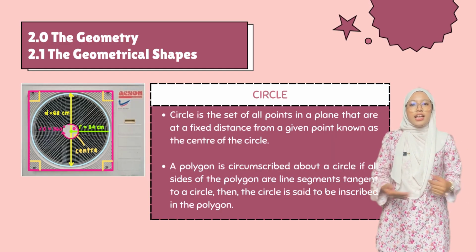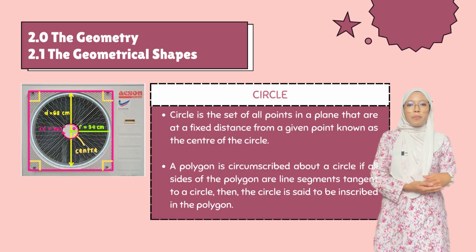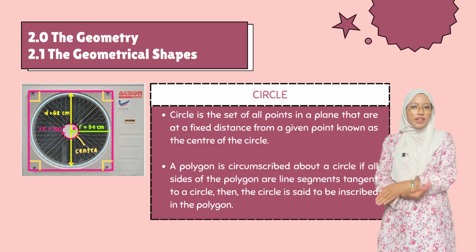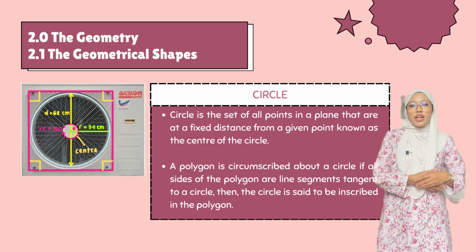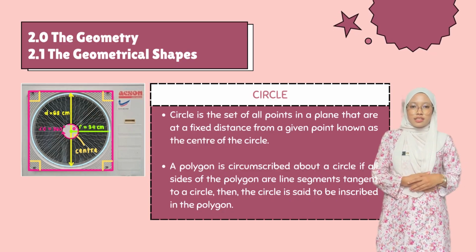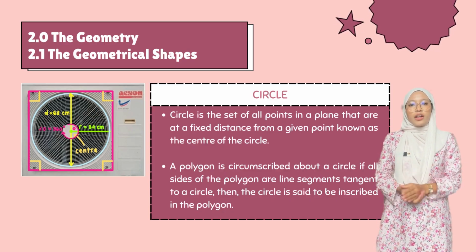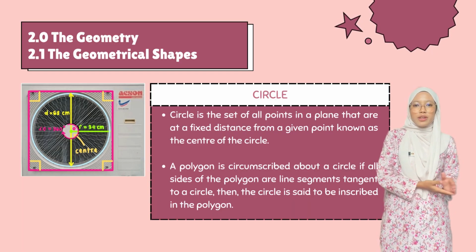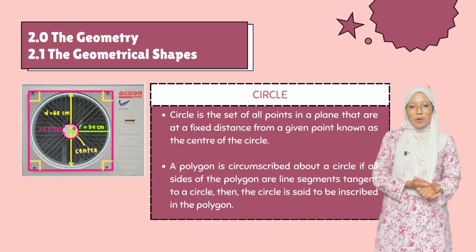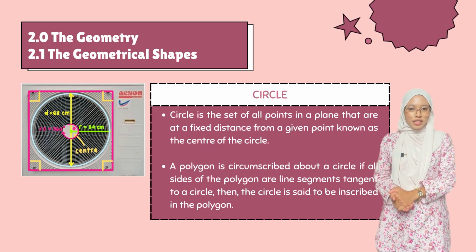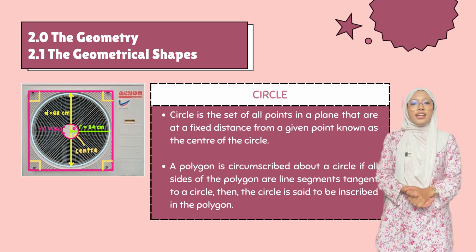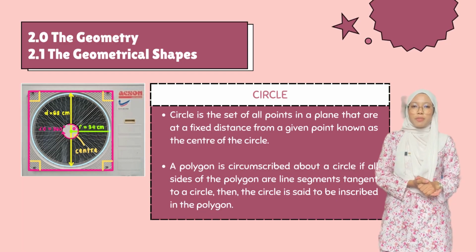What is a circle? A circle is the set of all points in a plane that are at a fixed distance from a given point, known as the center of the circle. A polygon is circumscribed about a circle if all sides of the polygon are segments tangent to the circle. Then, the circle is said to be inscribed in the polygon.